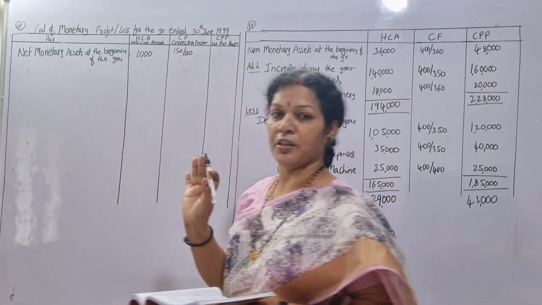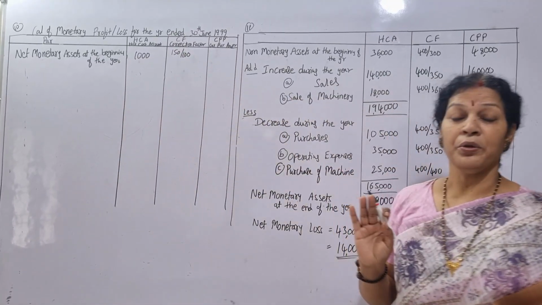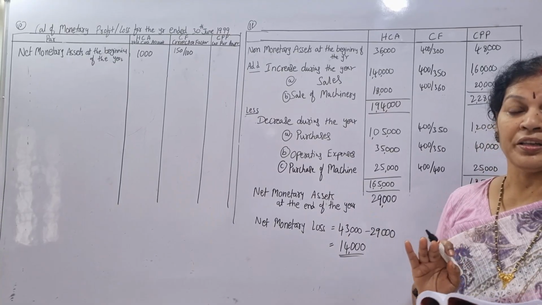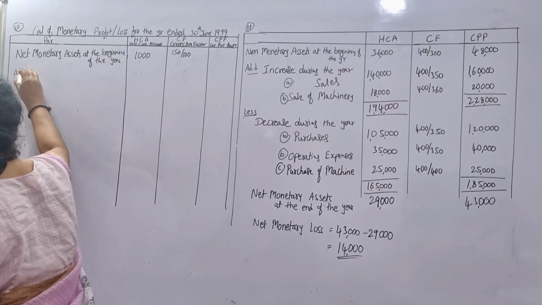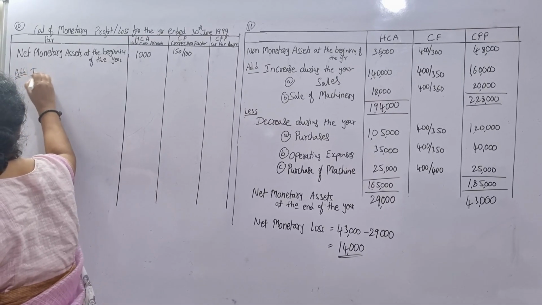Calculations we'll do later. So to this, what are we going to add? We are going to add only the incomes. So you'll write: add increase during the year.